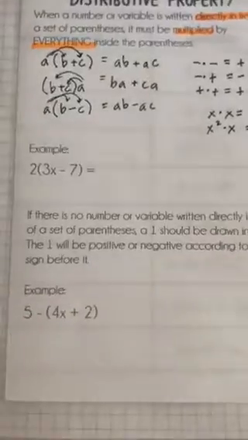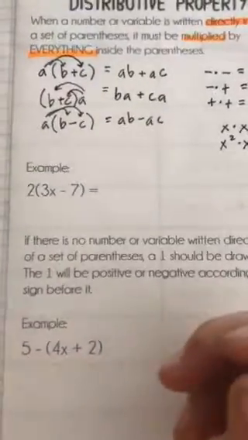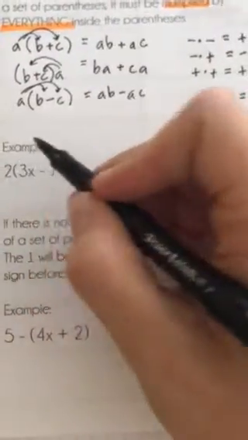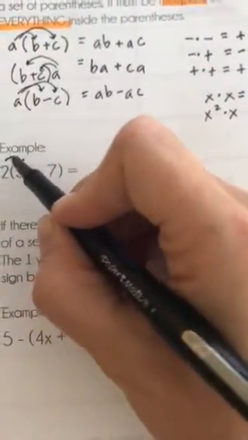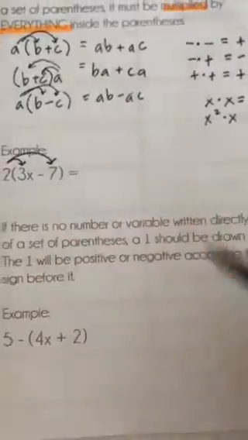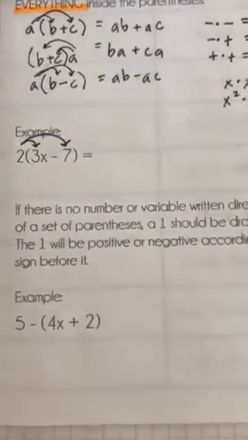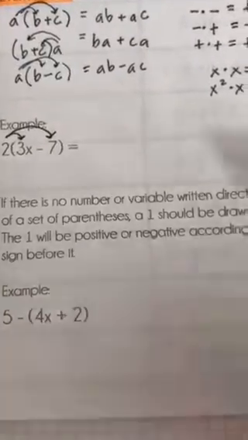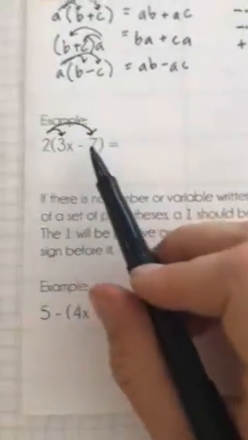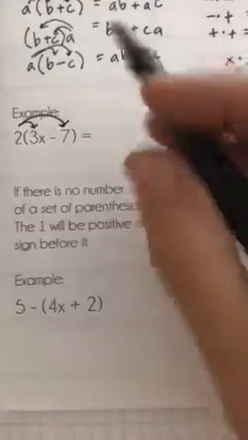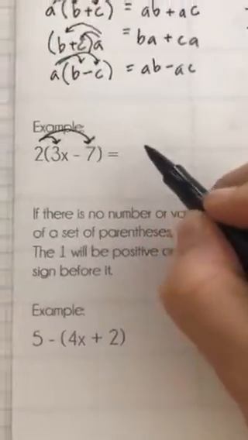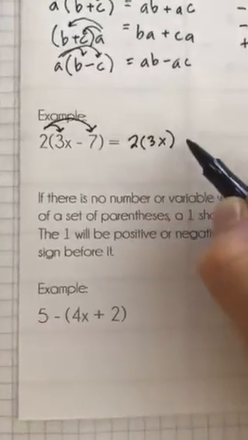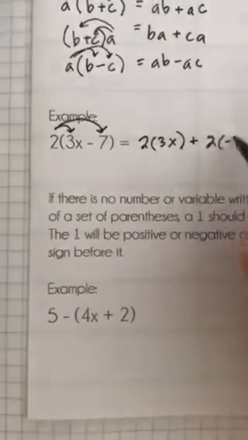Let's do an example with some actual constants and values so we can see how this simplifies. So again, I like drawing the arrows to show, hey, here's everything that 2's got to work with, so that I can check back with my work and say, did I hit everything? Because a lot of times we'll get the first guy and then sort of forget about that 7. So this means 2 times 3x, plus 2 times negative 7.